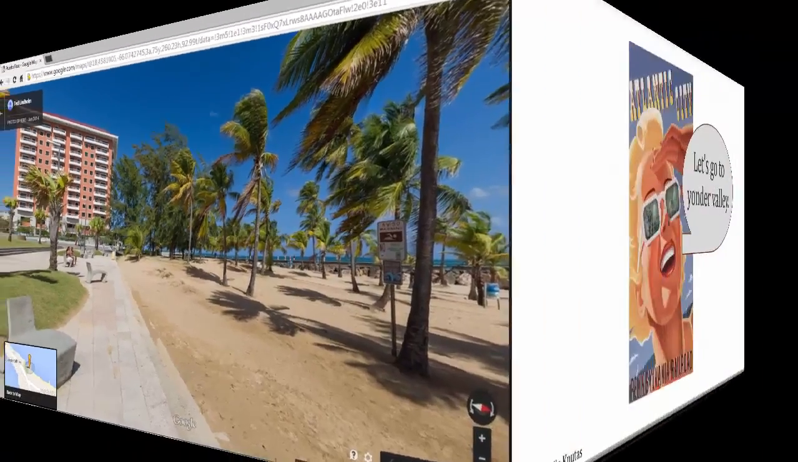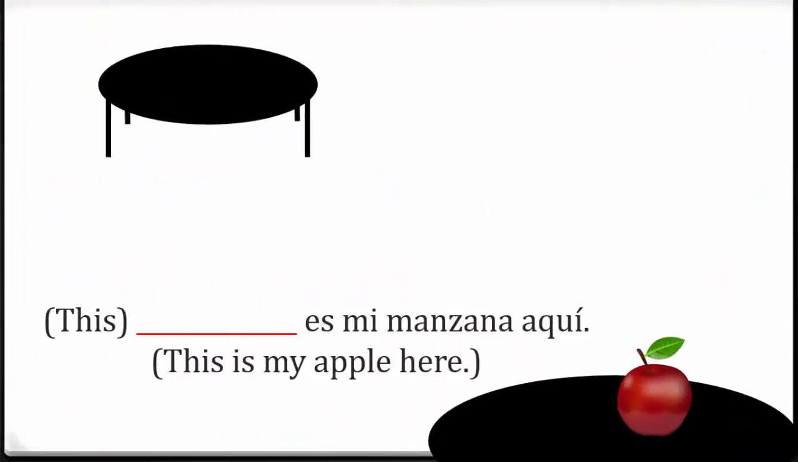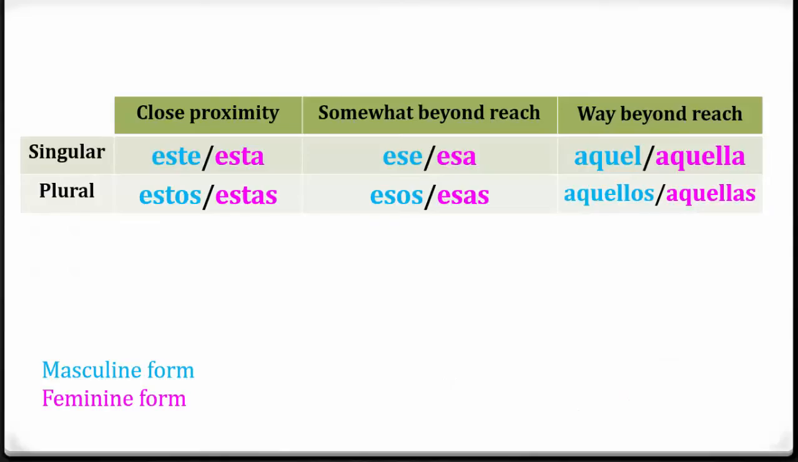Okay, let's head back and wrap this up. We'll conclude this lesson by taking a look at some sample questions together. Given the context here, what demonstrative would be needed? The correct answer would be esta. If we look back to the different Spanish demonstratives, you can see that esta would be the correct answer because una manzana matches the criteria of being closest in proximity, singular, and manzana is a feminine noun.